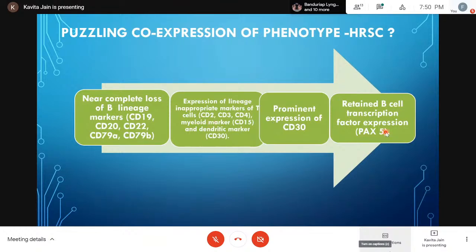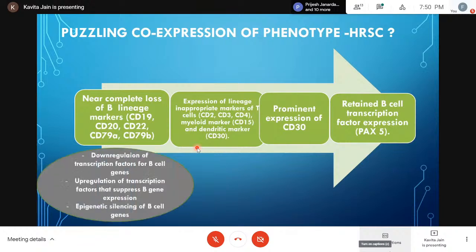The only retained B cell transcription factor we see is PAX5, and that too is very mild to moderate intensity or a heterogeneous intensity. They have a prominent expression of CD30, and they can express lineage inappropriate markers like T markers, myeloid markers, and dendritic markers. So this is the reason why, along with the somatic hypermutations, there are other mutations, the crippling mutations, which are happening in these pre-apoptotic cells.